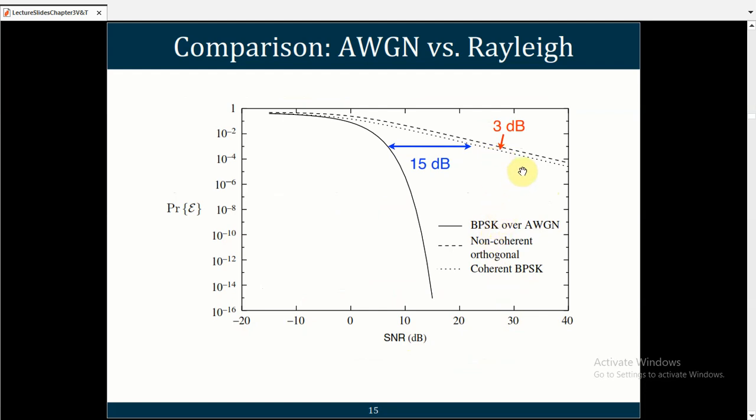different types of channels. In this graph, the dotted line is basically the non-coherent orthogonal signaling. The small dotted curve gives you coherent BPSK signaling, and the bold graph is for BPSK signaling over an AWGN channel. So if you compare the coherent and the non-coherent case, there is a difference of 3 dB, and comparing this with the AWGN case, there is a difference of 15 dB.